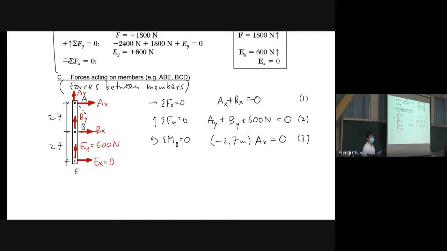How many unknowns do we have here? 4. But we have only 3 equations, so we cannot determine everything here. We have only 3 equations, but we have 4 unknowns: Ax, Ay, Bx, and By. So what do we know here? From equations 1 and 3, we know that Ax equals Bx equal to 0, right?